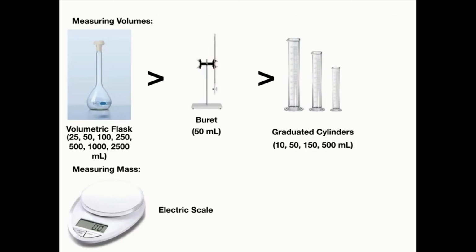my volumetric flask doesn't work because I don't have a volume for 105 mL. Burette doesn't work because 105 mL is greater than 50 mL. So I'm going to have to use a graduated cylinder. Now, I have a 10, 50, 150, and 500 mL graduated cylinder. I cannot use the 10 or the 50 because those volumes are too small. I need 105 mL, so I would use the next size up, which would be 150 mL.